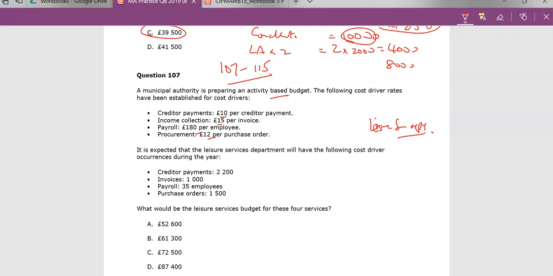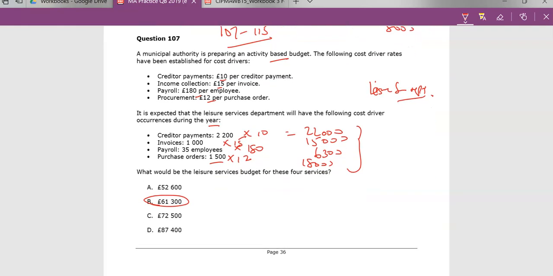And you have creditor payments. This happens during the year. So it's £10 each, and then this is £15. So I'm literally going times 10, times 15, times 180, times 12. This gives you 22,000. This gives you 15,000. 35 times 180 gives you 6,300. And that 1,500 times 12 gives you 18,000. All of this together, you end up with the wonderful 61,300.